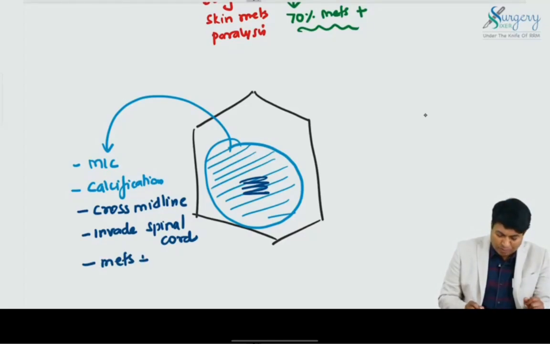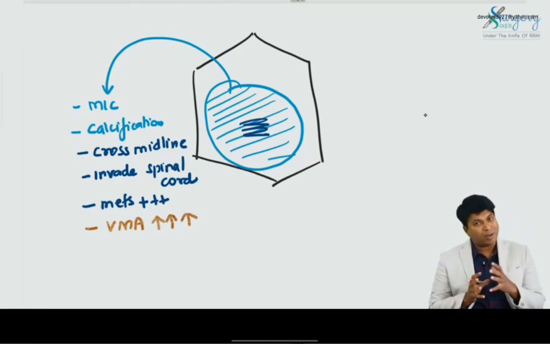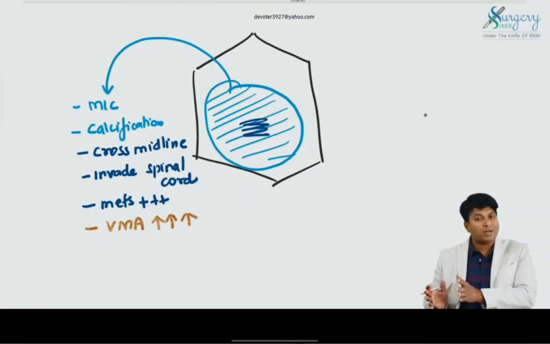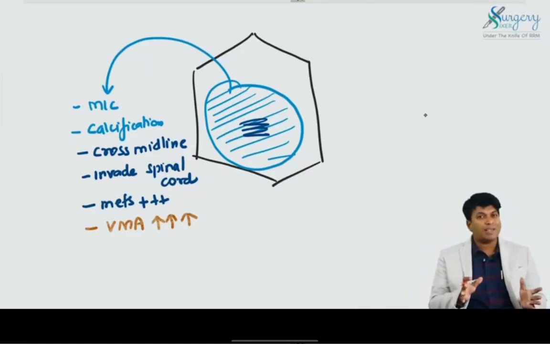Extensive mets are present in neuroblastoma. It has elevated urinary VMA, vanillyl mandelic acid. So these are all points favoring neuroblastoma. Neuroblastoma is not confined to one side, whereas Wilms tumor is confined to one side. Neuroblastoma crosses the midline and infiltrates the spinal cord and the nerves, whereas Wilms tumor will invade the veins. Neuroblastoma has mets and VMA is positive.